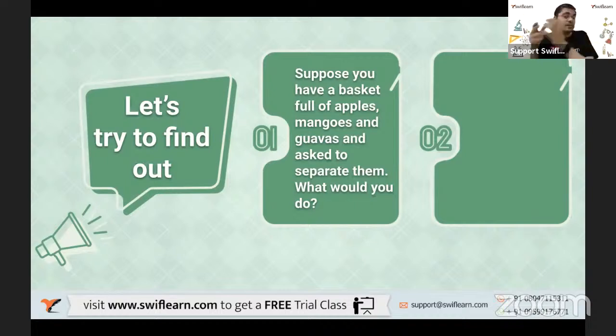Then what I'll do? I'll take apples. I'll start collecting the apples. Then what is left in the basket? Exactly, very good. Guavas. So that is how I can separate the mangoes from guavas from apples. So that is how we got the 3 components, right?